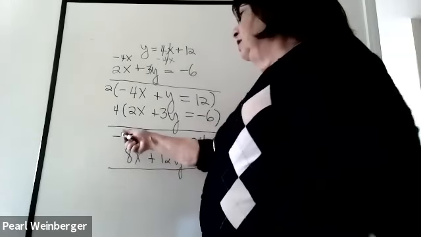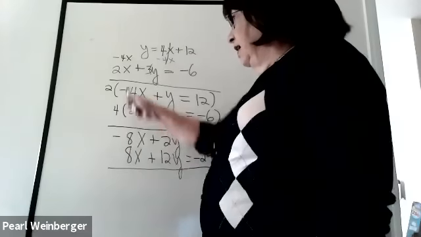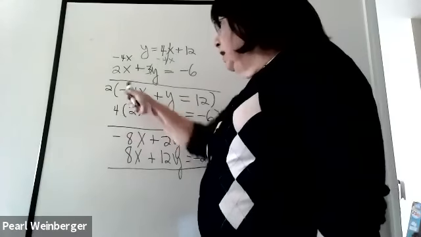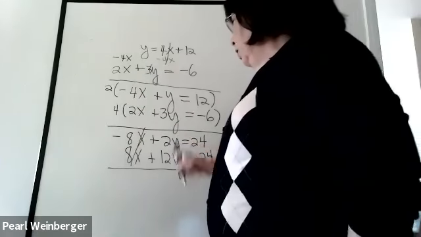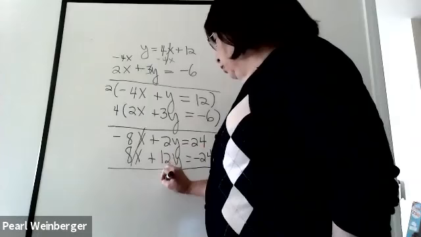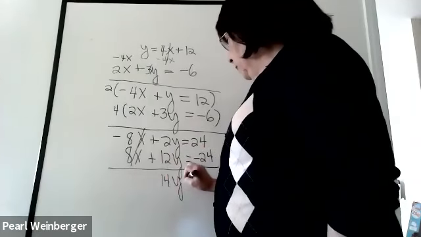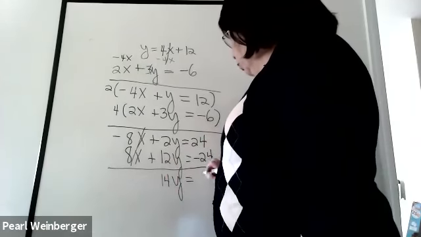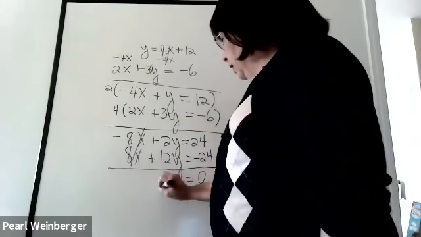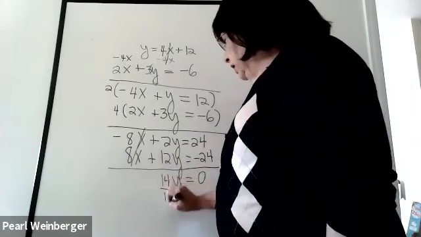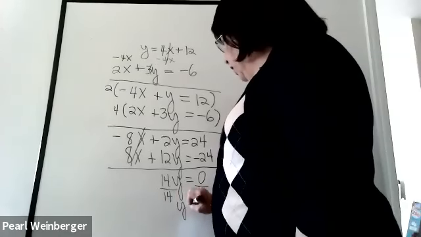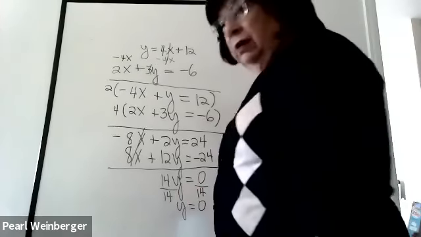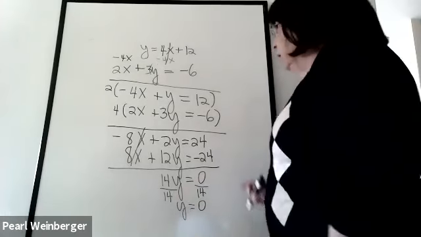And when I add this, the negative 8x and the positive 8x, notice one is already negative and one is already positive. They cancel out. 12y and 2y gives me 14y. 24 minus 24 gives me 0. And if I divide by 14, that gives me 0, since 0 divided by anything is 0. So my y comes out to be 0.